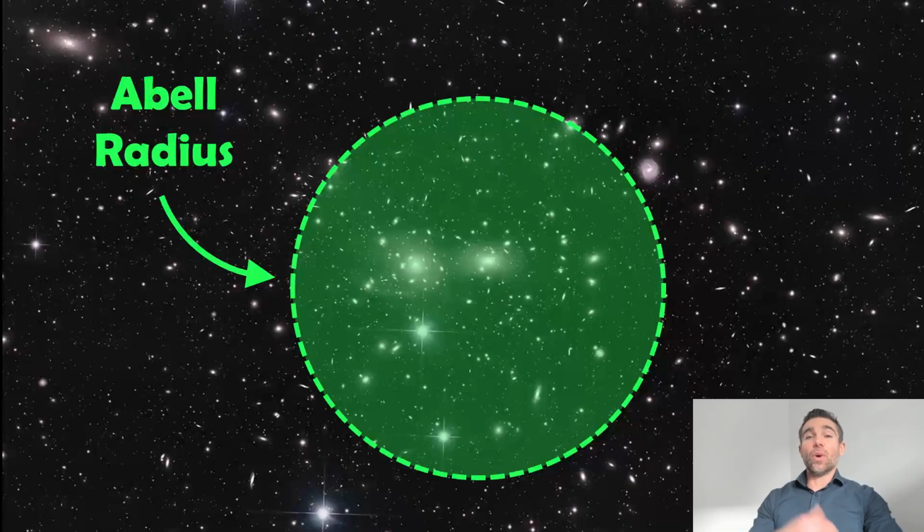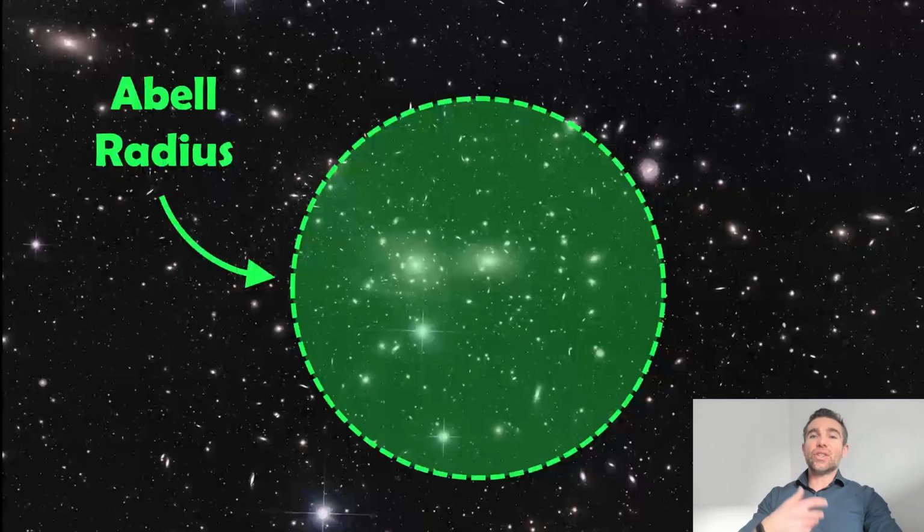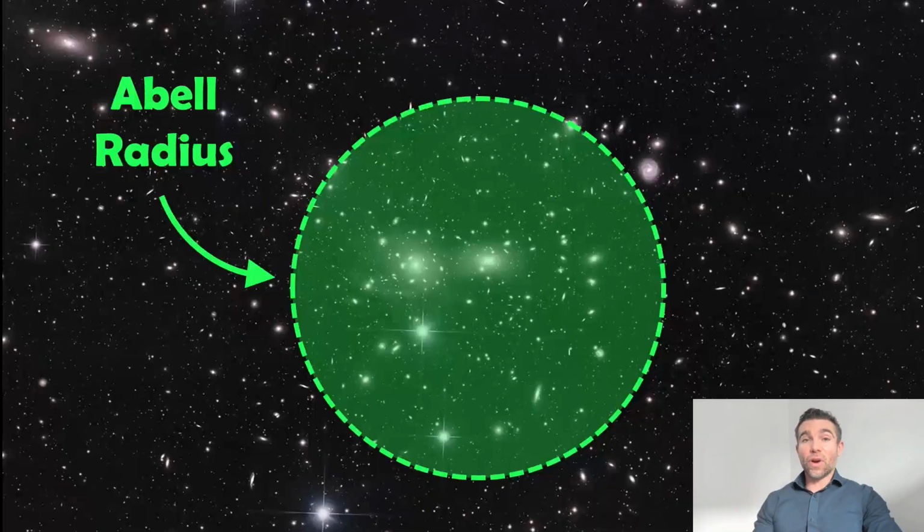For this video, I want to go back to galaxies, but also back to galaxy clusters, and then note what the Abell radius is in relation to galaxy clusters. Before I do that, I'm just going to recap galaxies, recap clusters, and maybe a couple of types of clusters, and then note what the Abell radius is and how it relates to the clusters.